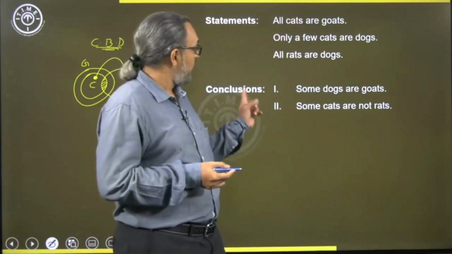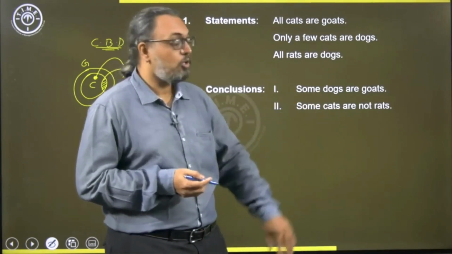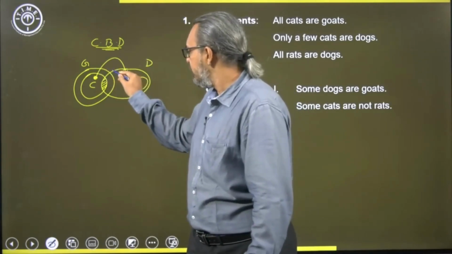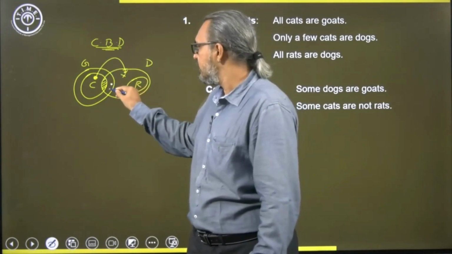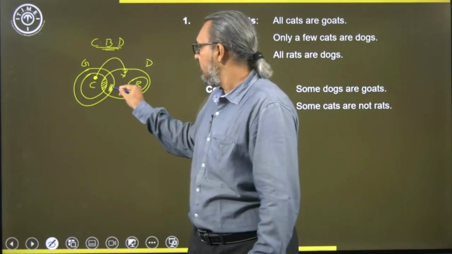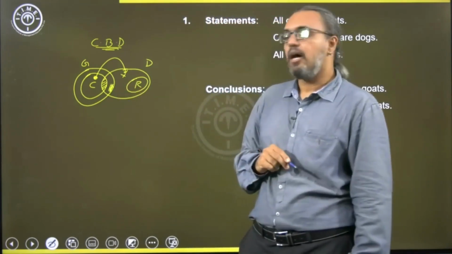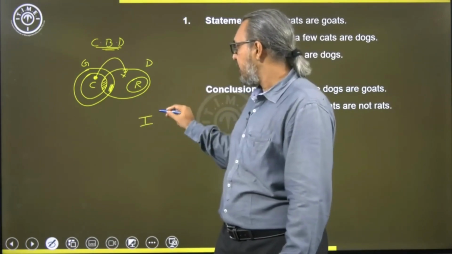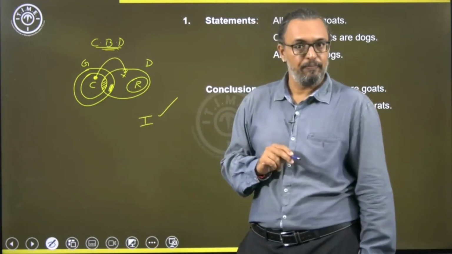Now when you look at the conclusions, the first one says some dogs are goats. Tell me, are some dogs goats here? Yes. See, there is an overlap happening here, this is the region where some dogs are goats. So it is a positive conclusion that satisfies your diagram. So we say it follows.